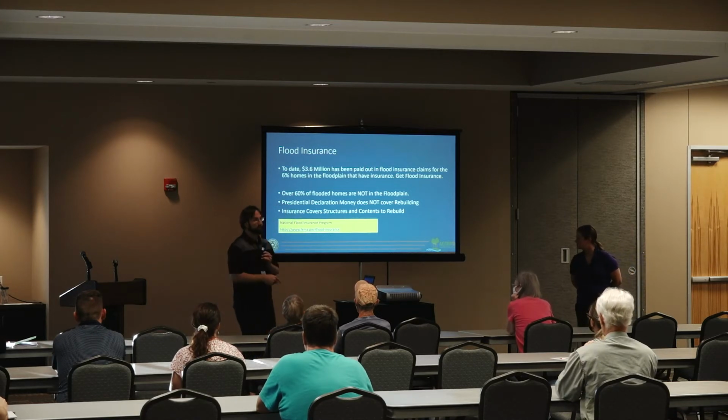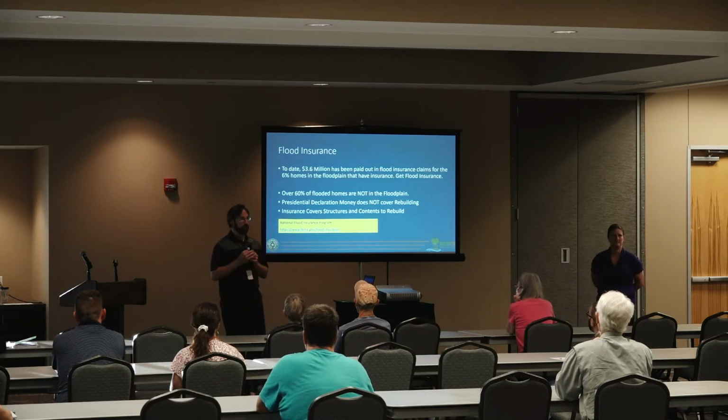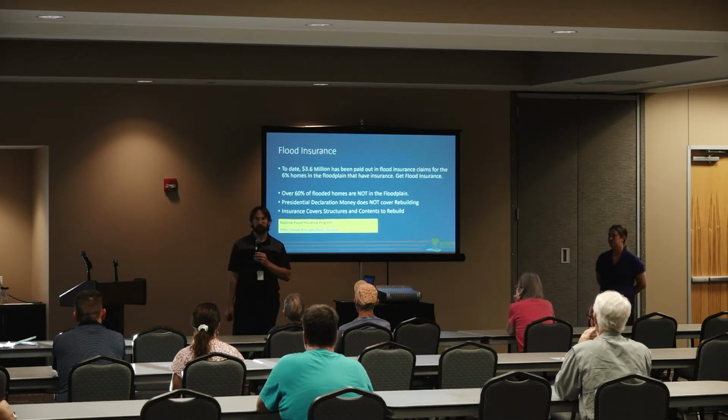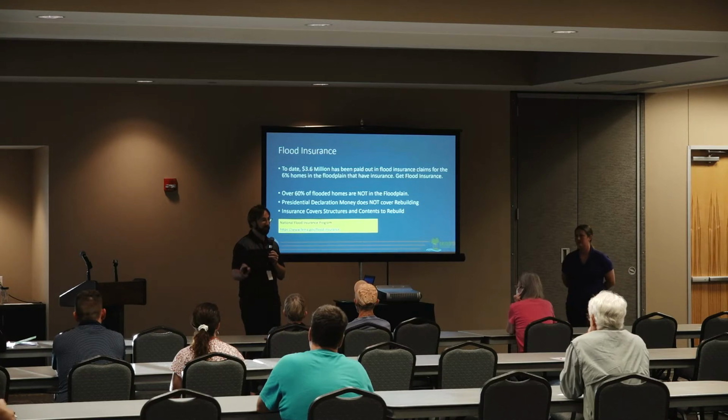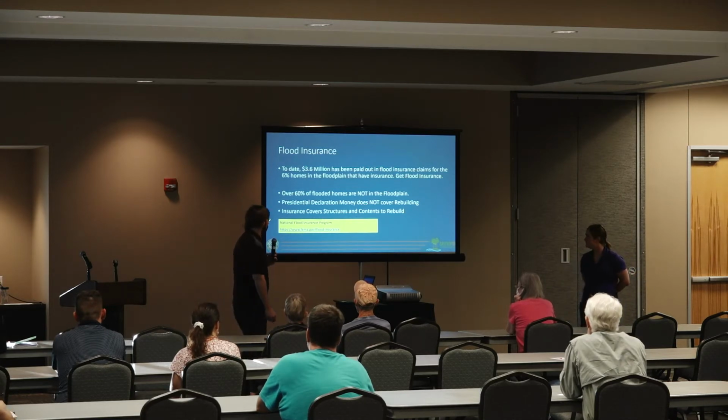So over 60% of homes that flood in the United States on national average are not in the floodplain. Okay, so you look at those maps and you say, over half of the homes outside of that blue and orange area, they're probably going to flood. It's kind of a scary thought, but it's some of what they've discovered through the years.